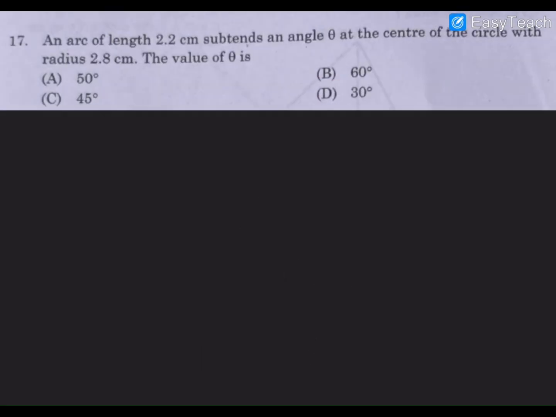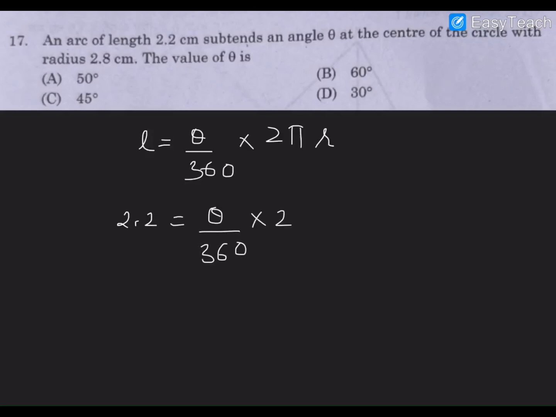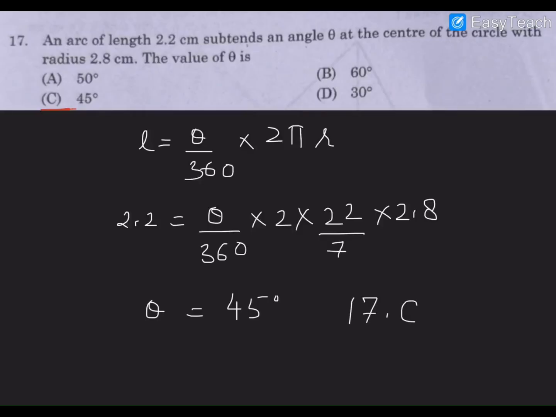Next, an arc of length 2.2 centimeters subtends an angle theta at the center of a circle of radius 2.8. Find the value of theta. So you know the arc length is equal to theta by 360 into 2 pi r. So you put 2.2 equals theta by 360 into 2 into 22 by 7 into 2.8. When you solve this, the theta value comes out to be 45 degrees. So for the 17th, option C is the correct answer.